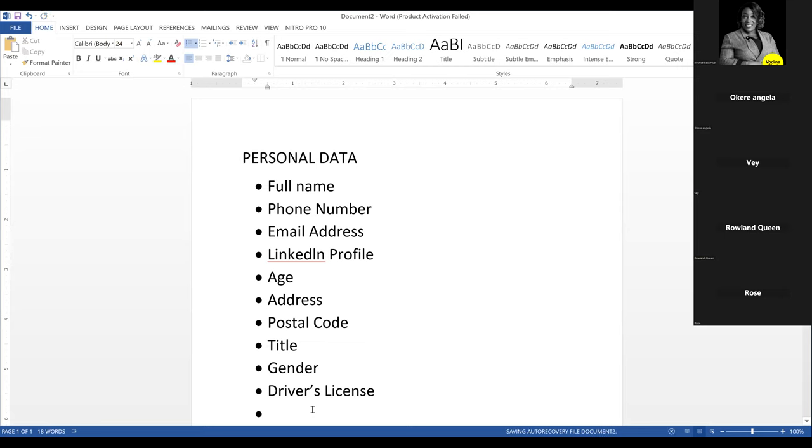Okay, so full name. Great. Your full name should be there. So full name example, Vodina. Okay. Your phone number with your code is fine. +234703. Excellent. That should be there.